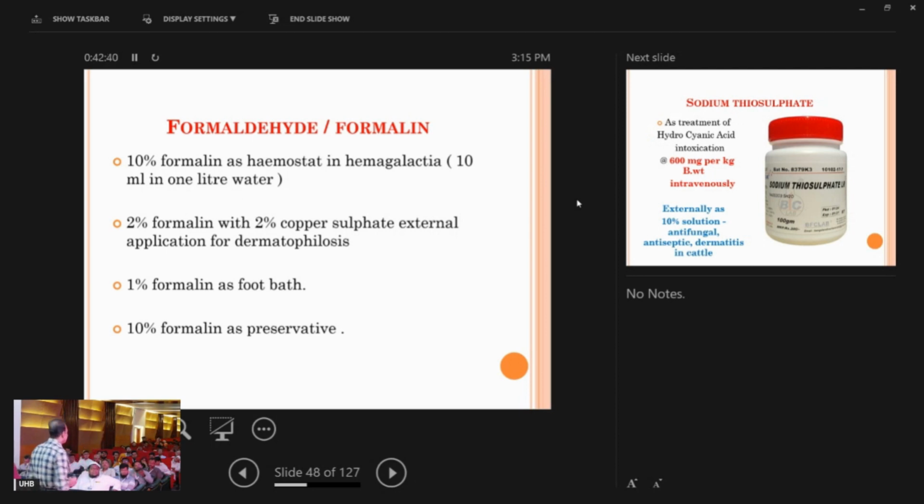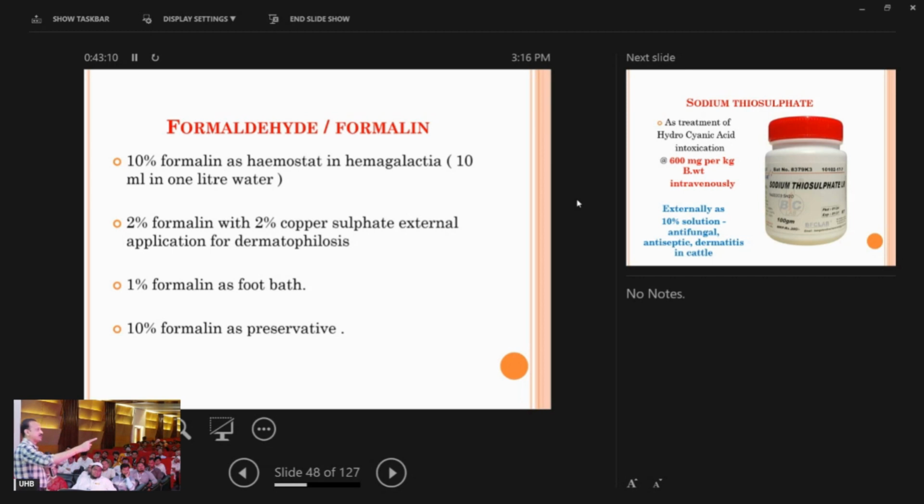10% formalin acts as a hemostat. For example, recently in cattle you are getting hematuria, red milk is there. You are treating with hemostats, it is not getting recovery, the last option you can go for oral administration of 10% formalin. I mean 10 ml of formalin in 1 liter of water, mix it and drench it without any aspiration. You will get excellent results for inhalation.